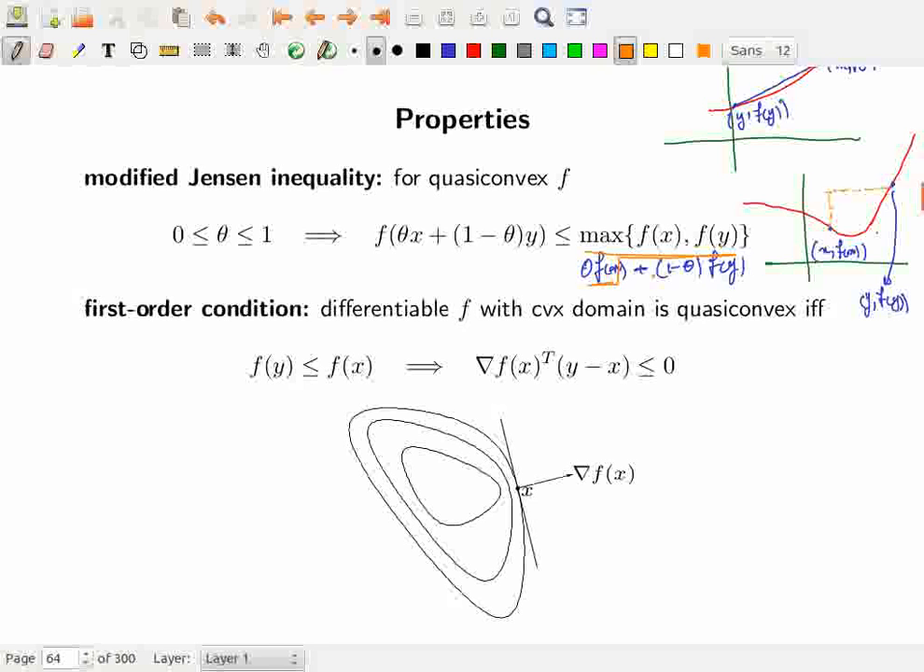Okay, and we have a first order condition again for the differentiable f. If the function is quasi-convex, and the value of f of y is less than the value of f of x, the line that we have here, which is the first order derivative of f, shows that the minimum is in the other direction of this arrow, and it will help us divide the search space in two parts, and we can start searching in the other part.